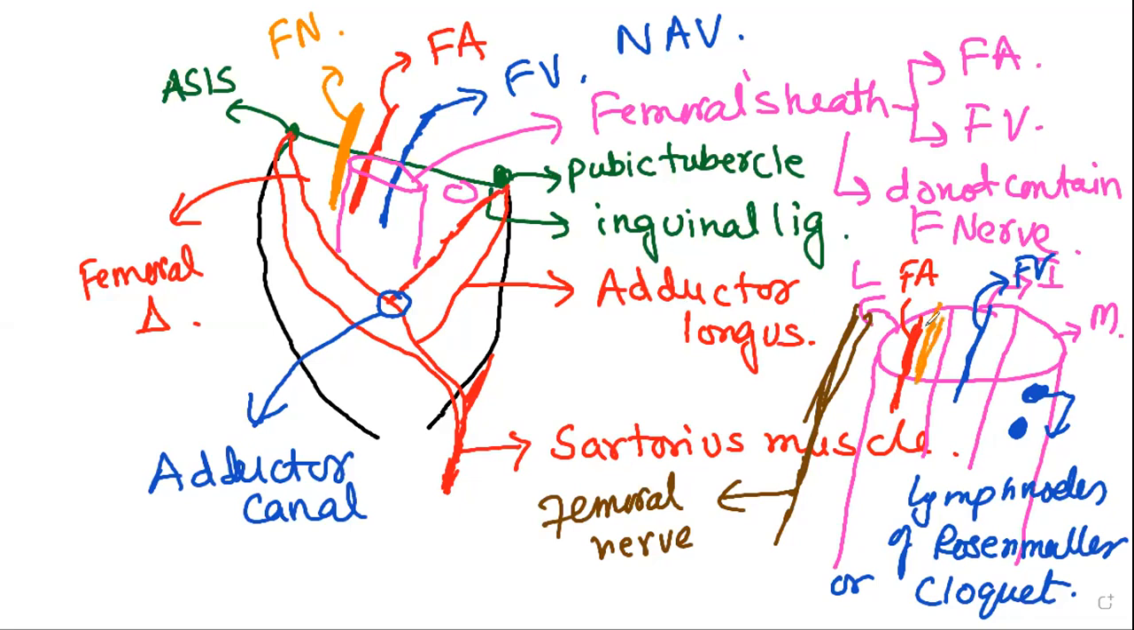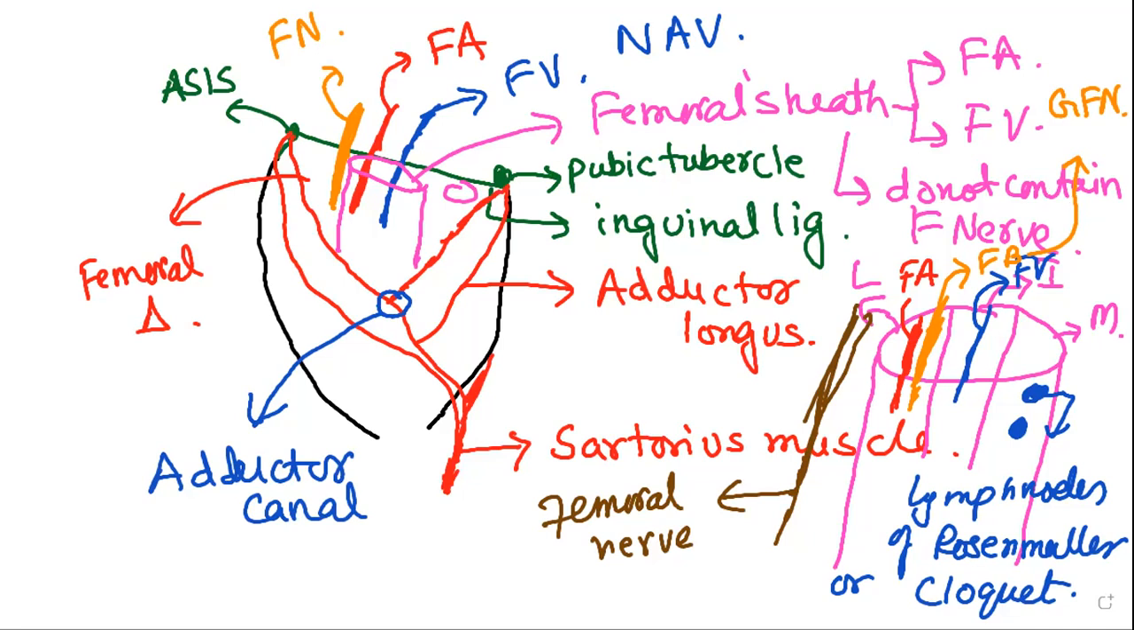Nerve आ गई जी एक. So what is this nerve? This is the femoral branch of genitofemoral nerve. This is your MCQ. So genitofemoral nerve, it is giving two branches.